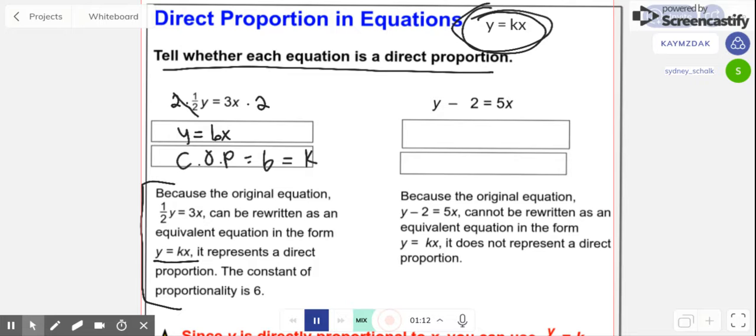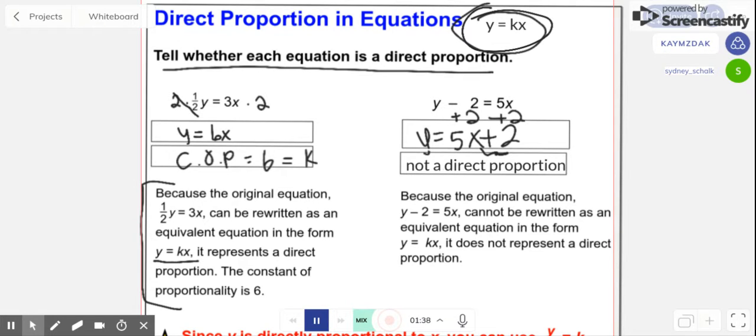Same thing for our second example here. We need to get y by itself, and in order to do that, we're first going to add 2 to both sides. And now we get y equals 5x plus 2. Looking back to our y equals kx form, there's no addition in it. So actually, because of this plus 2, there's no constant of proportionality.